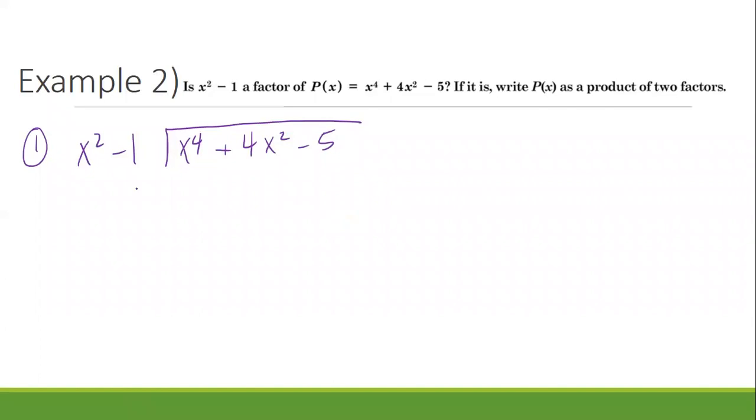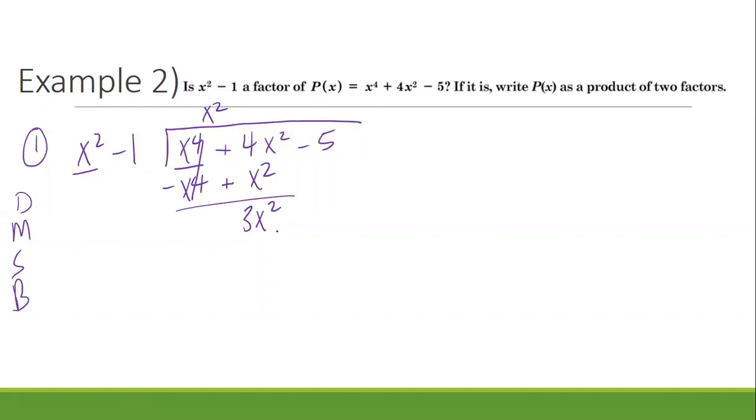Okay, so same thing, going through your steps: divide, multiply, subtract, bring down. So we're going to divide x to the 4th divided by x squared gives me x squared. Agreed? X squared times x squared is x to the 4th. X squared times -1 is negative x squared. Change our signs. And we're left with 3x squared. That is still not less than x squared minus 1. The degree is not. So we're going to bring down.